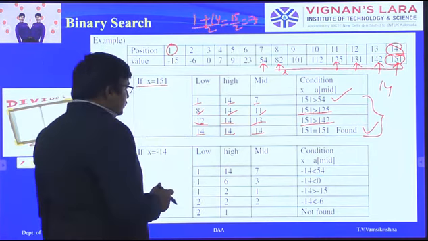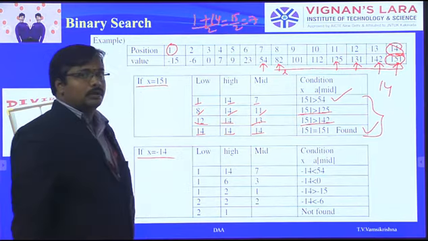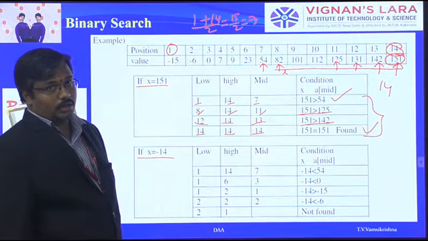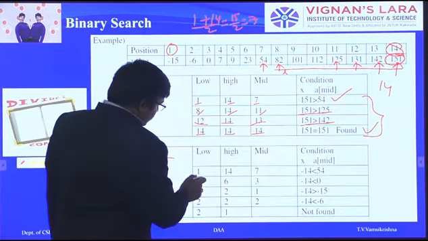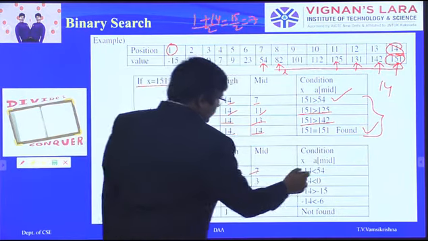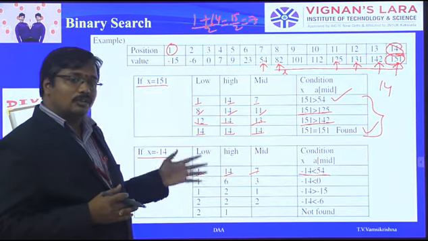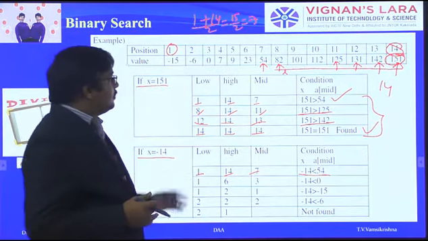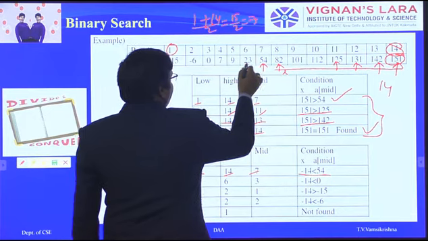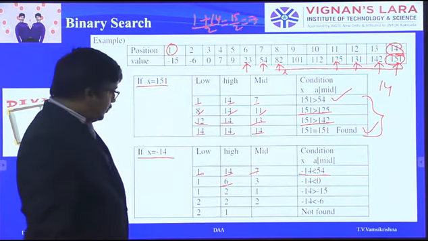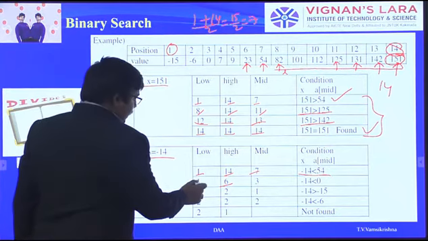One more example. Suppose we need to search a particular element, minus 14. So again, 1, 14, 7. First iteration same. So the mid position element is 54. But at this time, minus 14 is less than 54, which means we want to move to the left hand side. So the high pointer changes to 6. Low pointer is constant. So 1, 6.